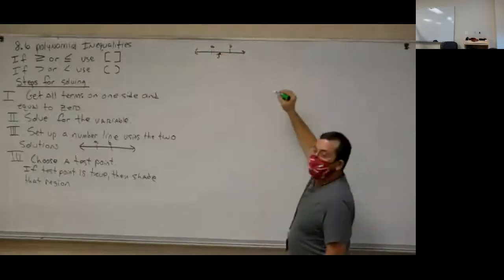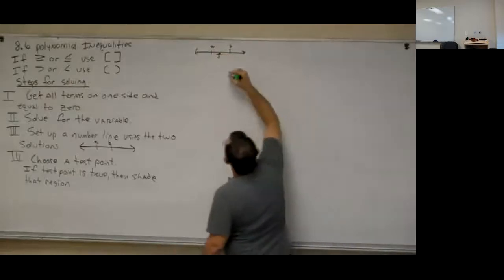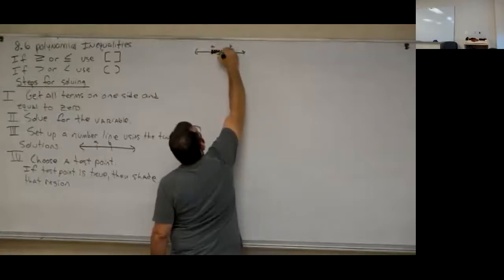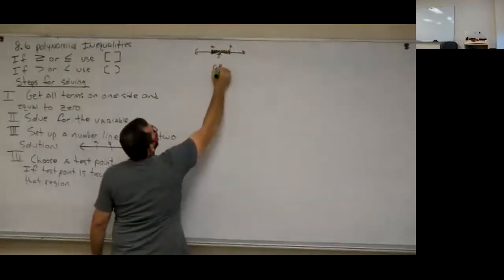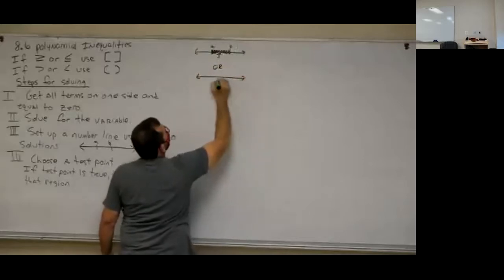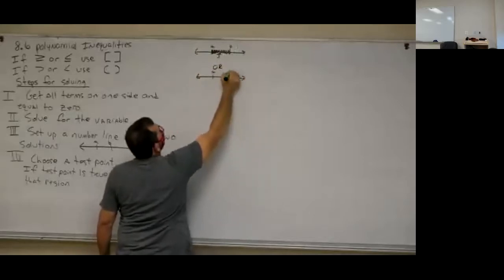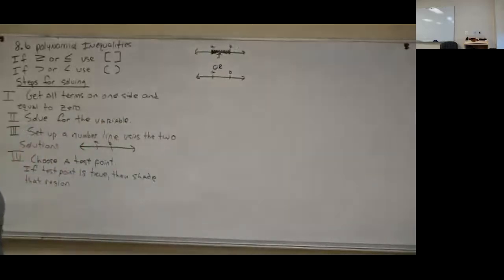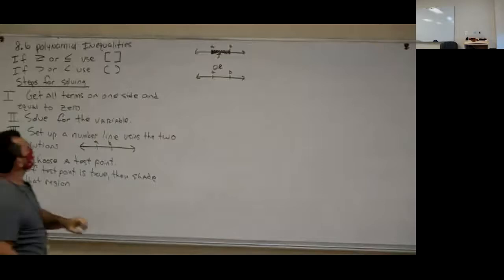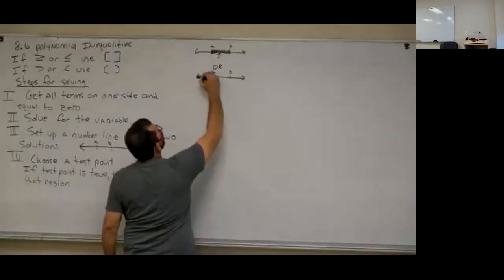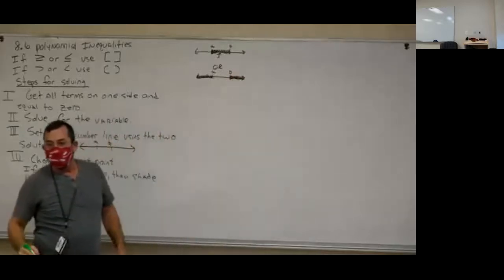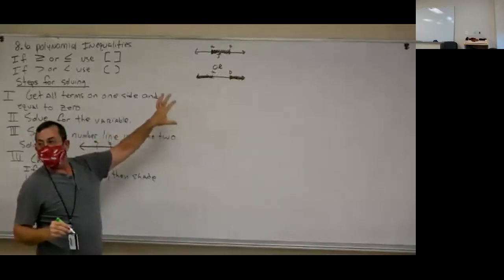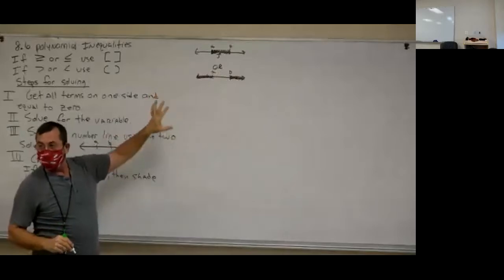If my test point was in between A and B and it was true, then I would shade that area in between. Now, the other possible outcome would be if I tested that test point in the middle and it was false. If it's false in the middle, then you're going to shade the outside edges. Okay, so when you get two answers, it's going to be one of those two scenarios, okay?